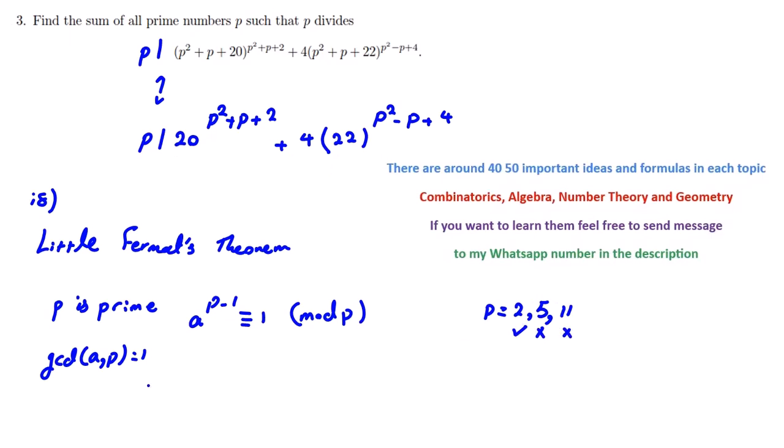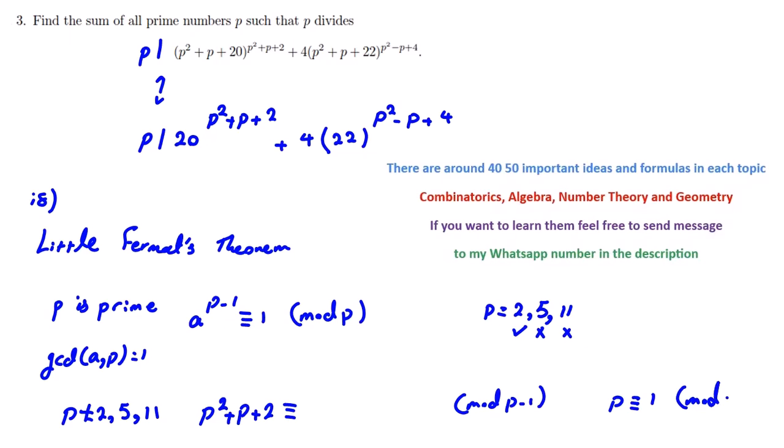Now, p is not 2, 5, or 11, so we can use Little Fermat's theorem. 20 raised to the power of p minus 1 will be 1. So we should find the remainder of the exponent p squared plus p plus 2 when divided by p minus 1. We know that p is 1 mod p minus 1, because p minus 1 is a multiple of p minus 1 by the definition of modulo. So you can replace p with 1: 1 squared plus 1 plus 2 is 4.